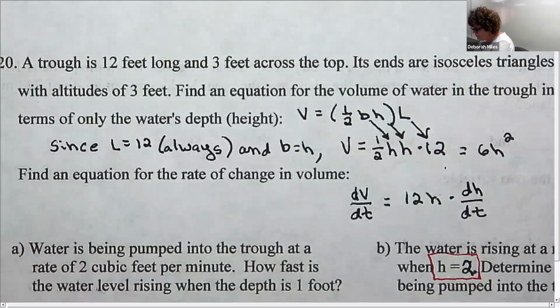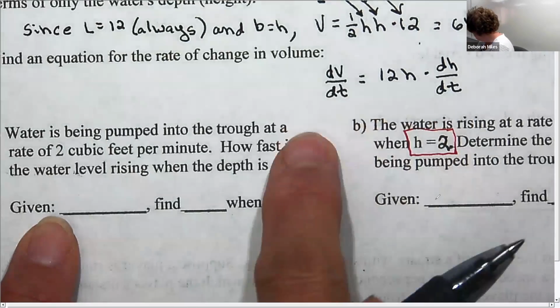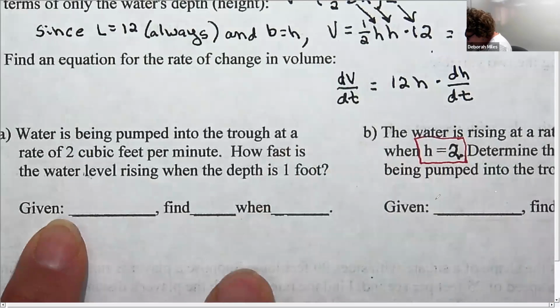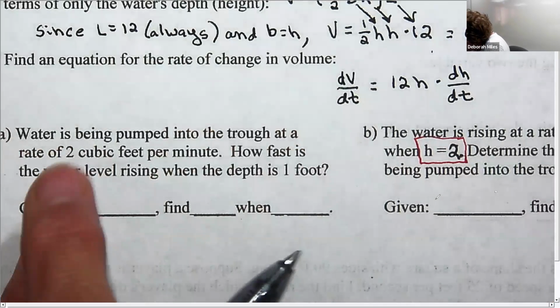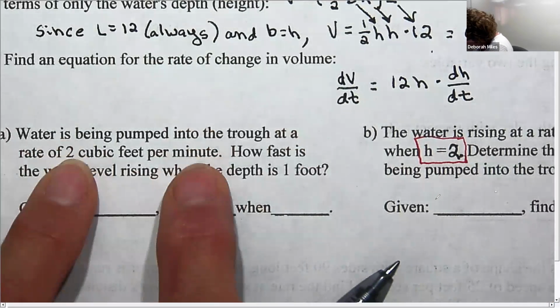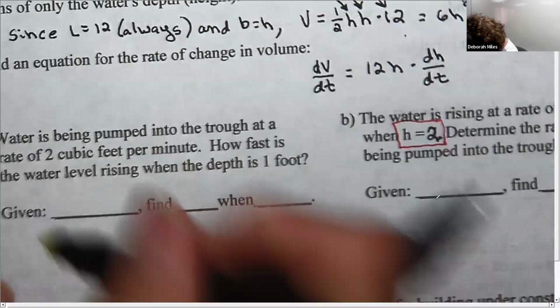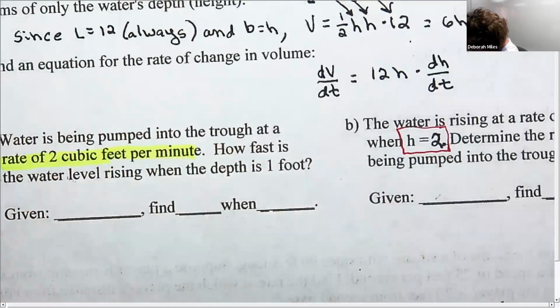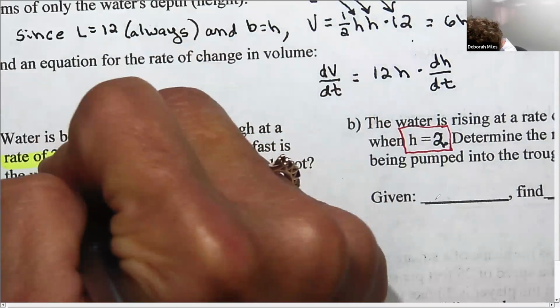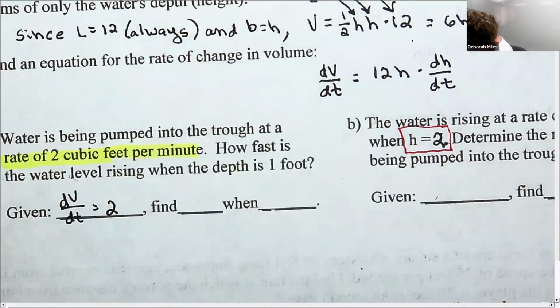So we have 2 different problems to solve now that we have a formula for the rate of change in volume. The A part is giving us the water pumped into the trough at the rate of 2 cubic feet per minute. What is that 2 cubic feet per minute? Rate of change in volume. And what symbol will we use for that? dV over dt. dV over dt is 2.